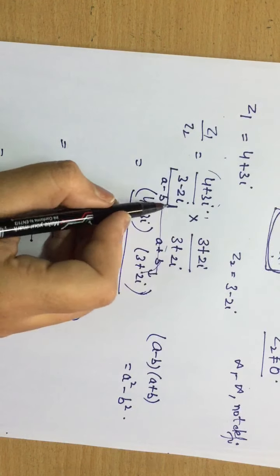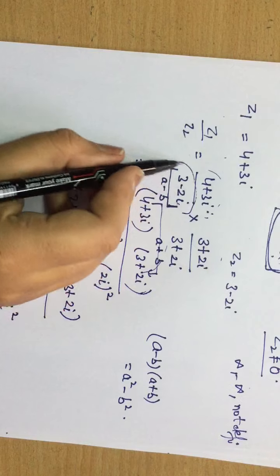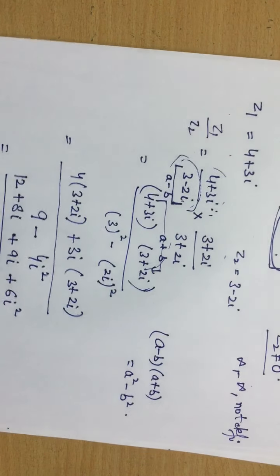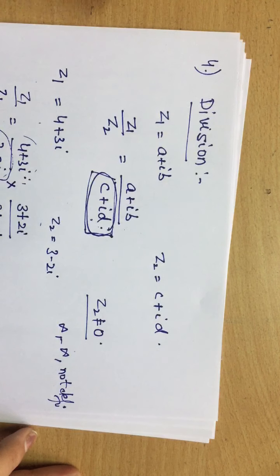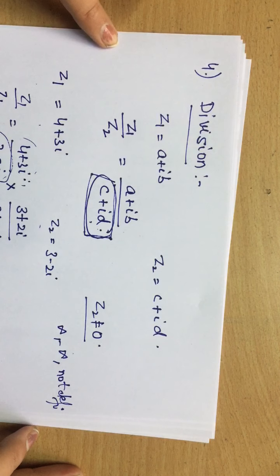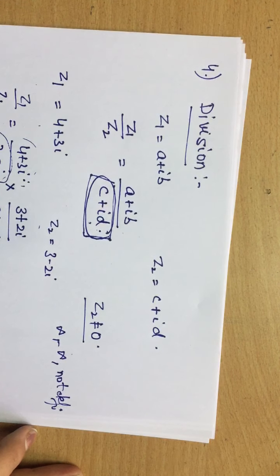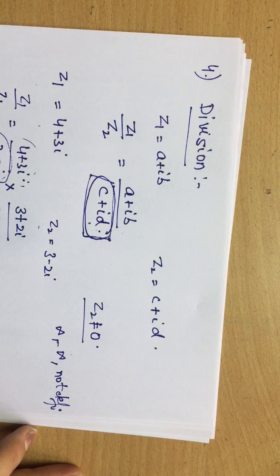Just write z1 and z2 and remove iota from the denominator. So in this way, these are the basic operations: addition, subtraction, multiplication and division. In the next video we will discuss some more operations: conjugate, modulus and reciprocal.